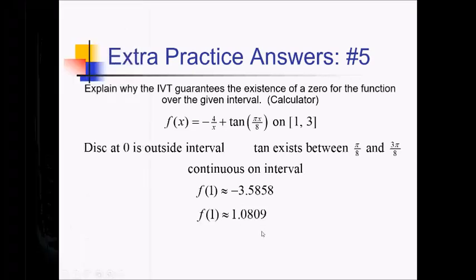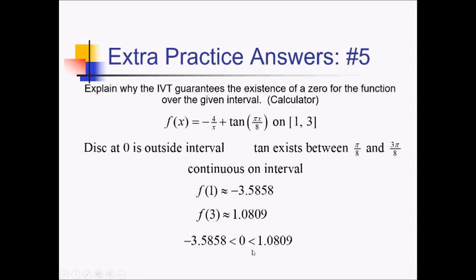1.0809. Okay, so we were looking for 0. 0 is between these two numbers for sure. That should actually say f of 3 there. There we go. So yeah, 0 is between these numbers. There's no way to get from a negative to a positive without going through 0 if you have a continuous function. So therefore, the IVT establishes that there is a 0 on this interval for this function.